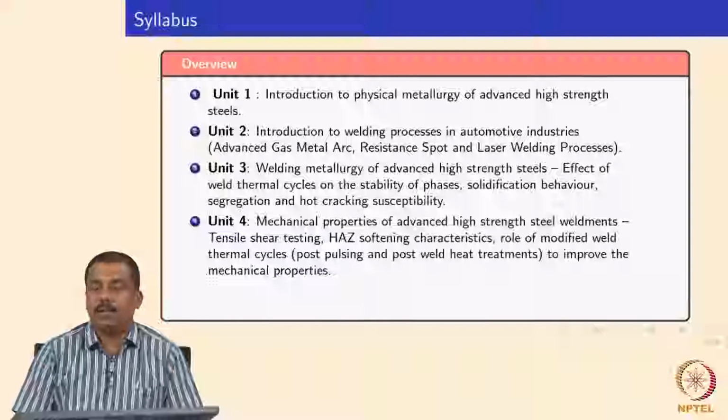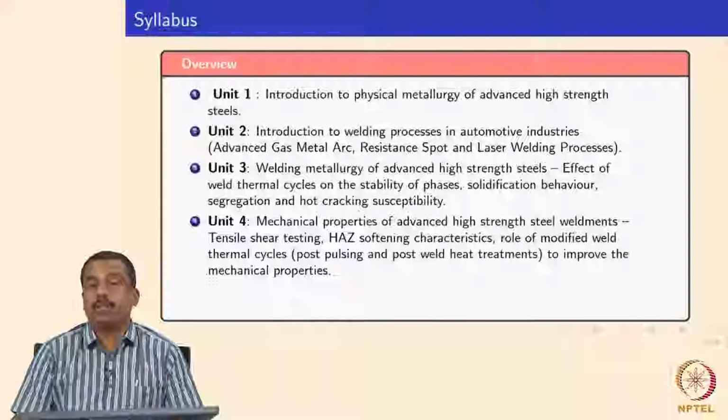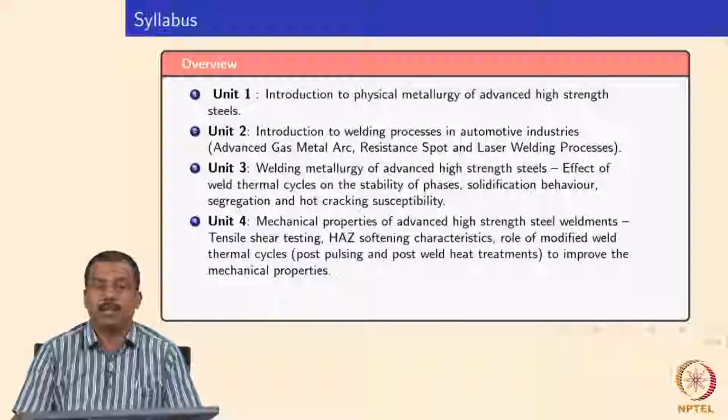For example, we add carbon, manganese, silicon, aluminum, in some cases even some amount of boron, and some impurities like phosphorus and sulfur are always present. And what are the roles of the alloying elements during the development of microstructure while applying the weld thermal cycle?